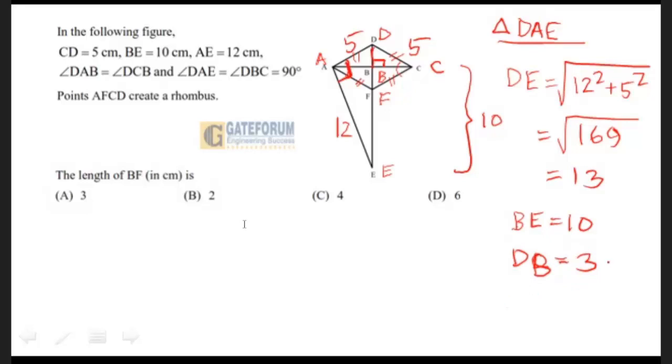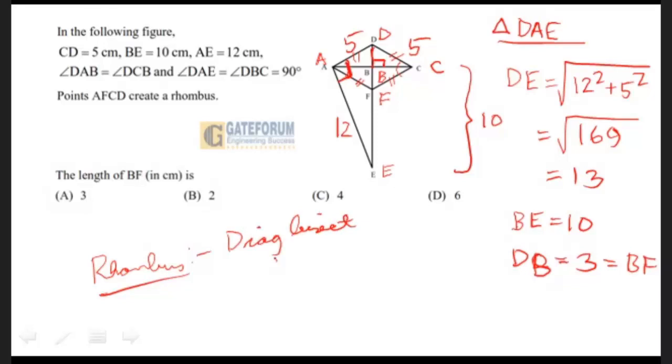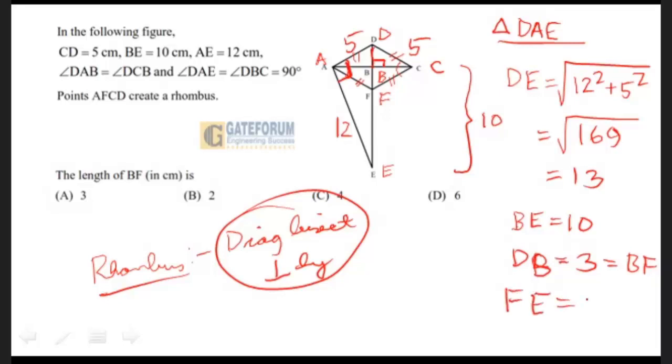If DB is 3, then BF must also be 3, because in a rhombus the diagonals bisect perpendicularly to each other. So DB is 3, which is equal to BF. So BF is also equal to 3. So if BF is equal to 3, what is FE? FE would be 10 minus 3, that is 7.